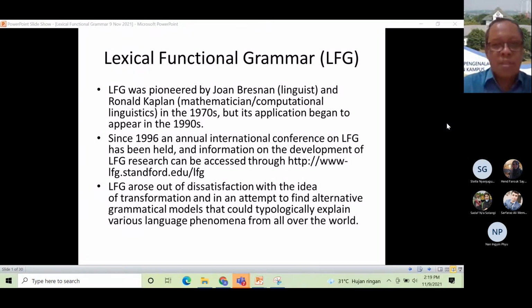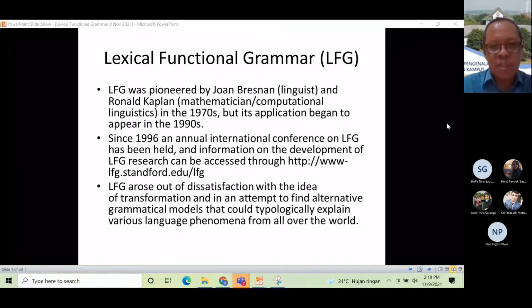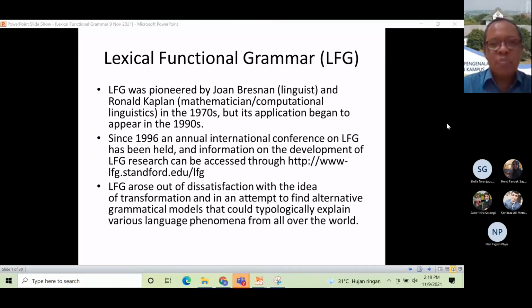The information and development of LFG can be accessed on this website from Stanford. LFG arose after dissatisfaction with the idea of transformation, because it disagrees with the transformation system. It is an attempt to find alternative grammatical models that can typologically explain various language phenomena from all over the world.